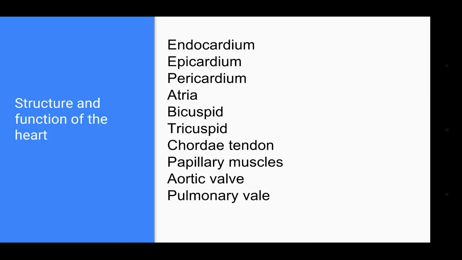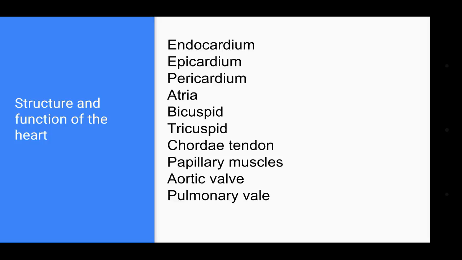The structure and function of the heart. The heart has three layers. The first is the endocardium, the middle layer. It's responsible for allowing contraction. The epicardium is the outer layer which protects the heart. The third layer is the pericardium, which lines the pericardium cavity for support.